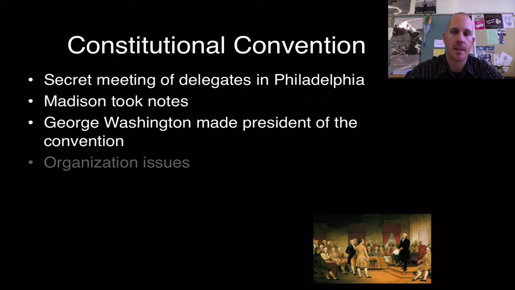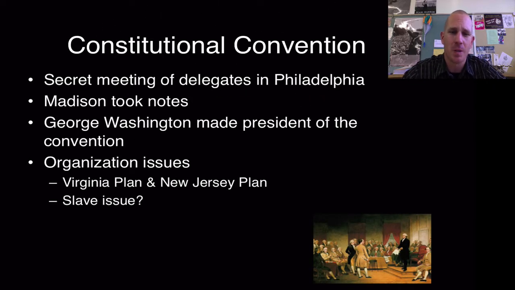The delegates meet at the Constitutional Convention, and it's really a secret meeting. We don't let a lot of other people in the states know about it. James Madison is going to take notes. Washington himself is going to be made president of the convention.